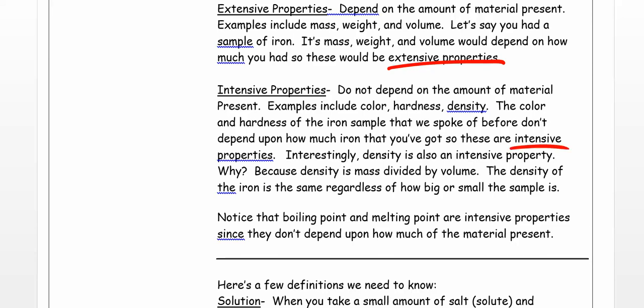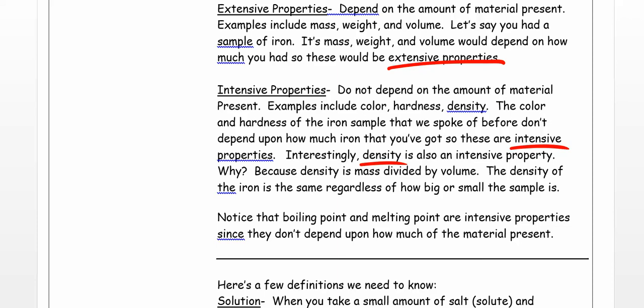Interestingly, density is also an intensive property. Now remember, mass and volume were both extensive. They depended on how much, but density, interestingly, is intensive. Why? Because density is mass divided by volume. The density of the iron is the same regardless of how big or how small the sample is. So you can have a small ingot or a giant piece of iron, the density would remain the same. Therefore, density is an intensive property.